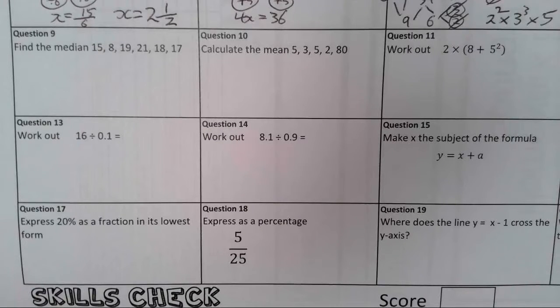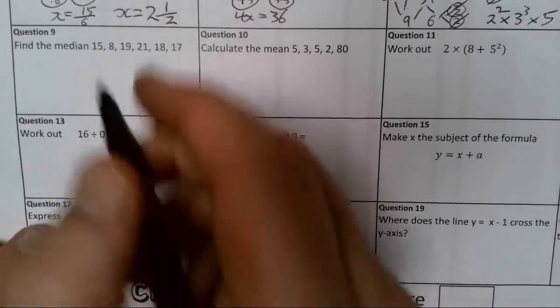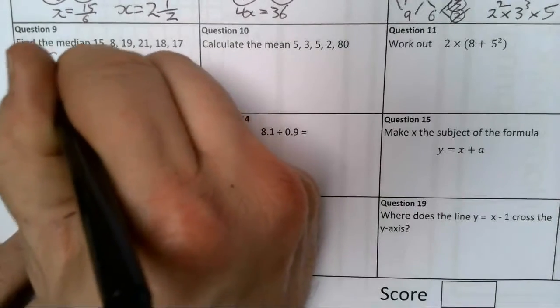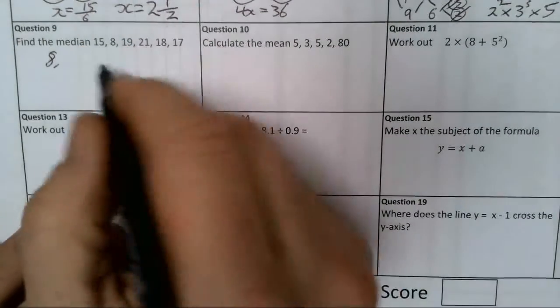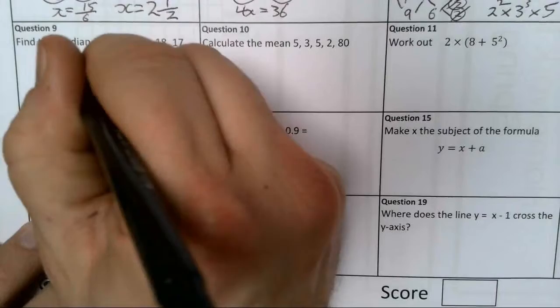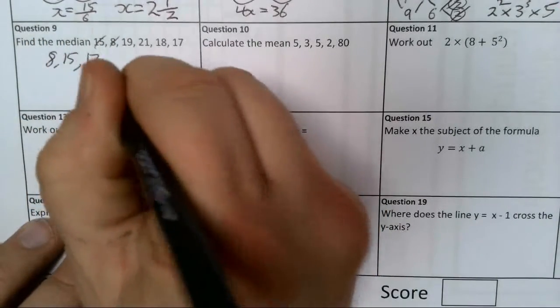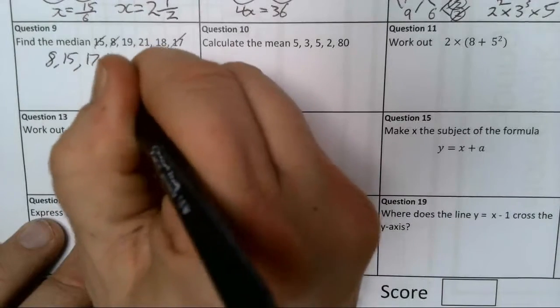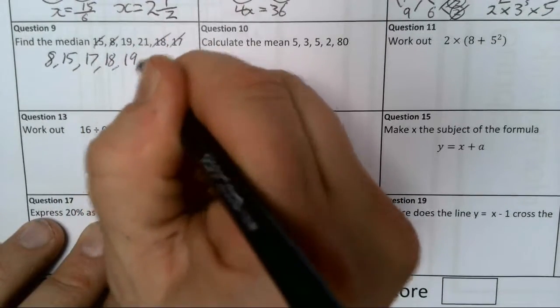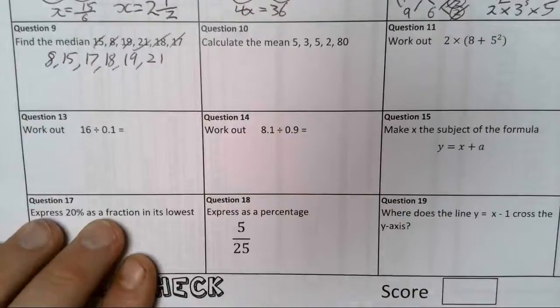The median number is the middle number when you put the numbers in order. So the first job is to put these numbers in order. I've got 8 as my lowest one. Then my next lowest, I'm just going to cross off as I go, is 15. Then my next lowest is 17, then 18, then 19, then 21. So I've put them in order.